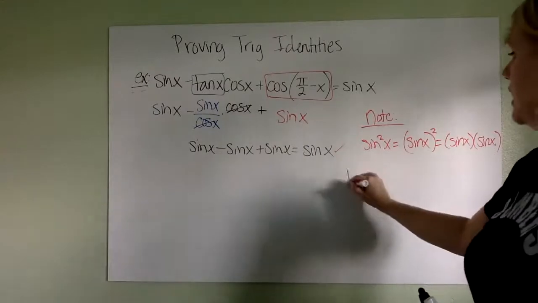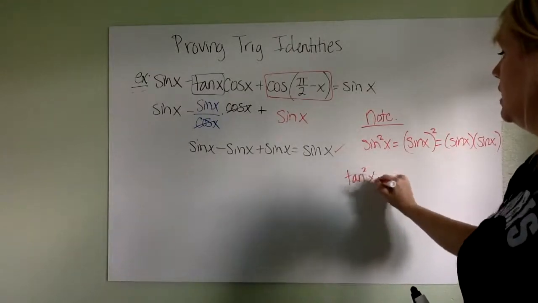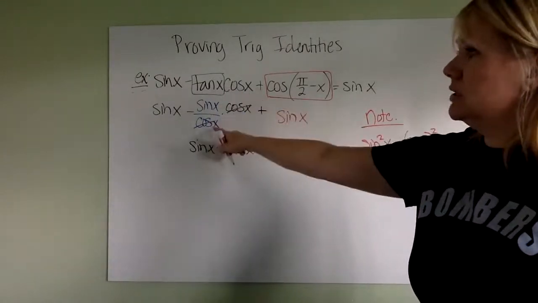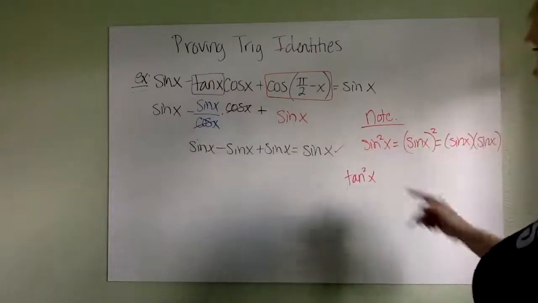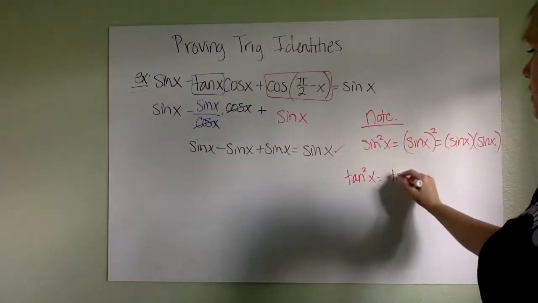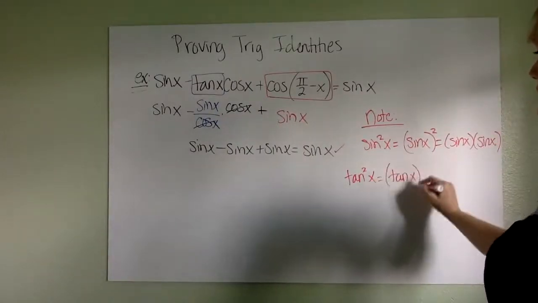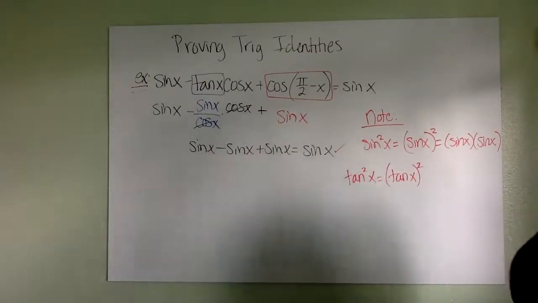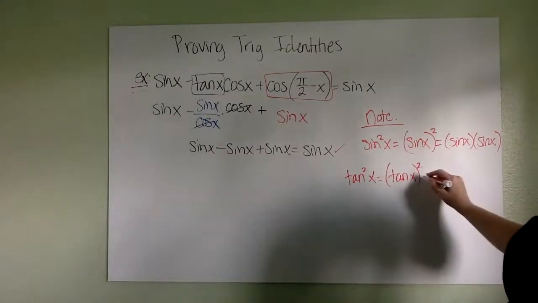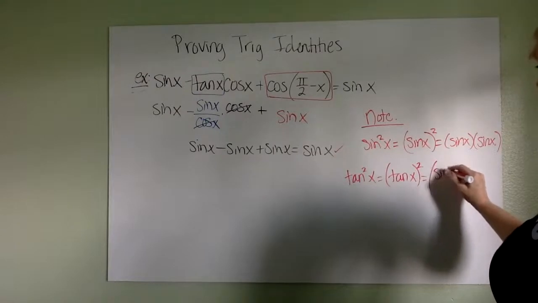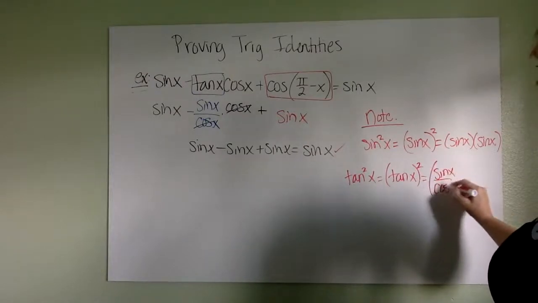Well, what if I have something like the tangent squared? Now here we changed the tangent into the sine over the cosine. So what can I do with tangent squared? Well, tangent squared is the same as the tangent times the tangent, like that, right? But we know that the tangent is the same as the sine over the cosine.